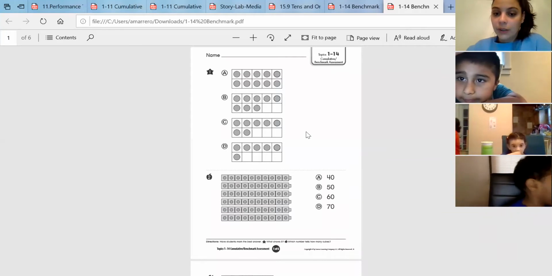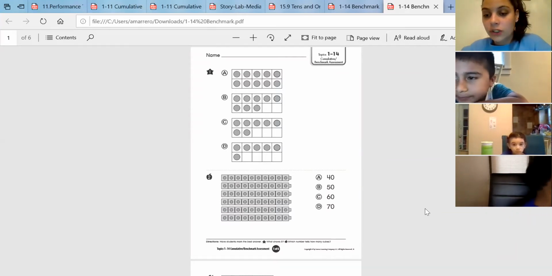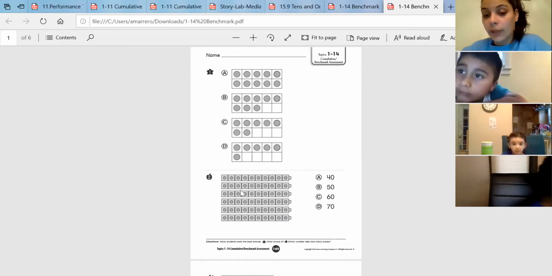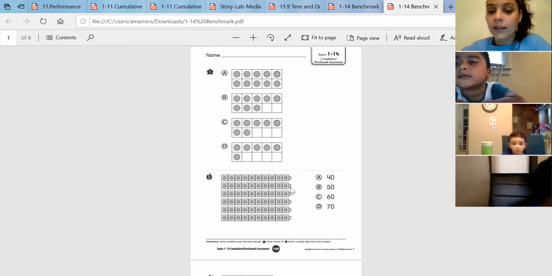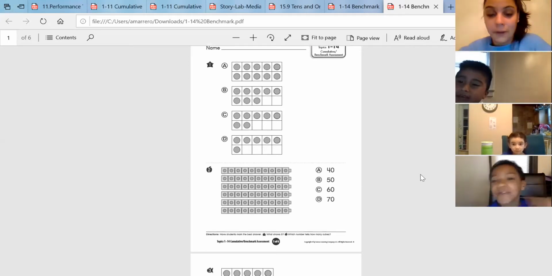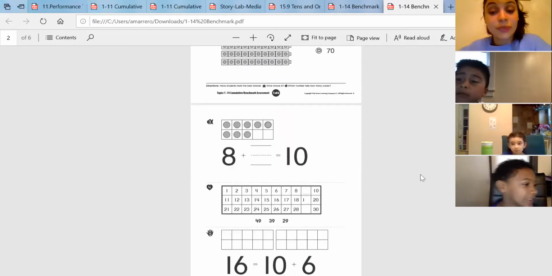For number 2, it was counting by tens, our cube train. So you didn't have to count 1, 2, 3, 4. You had to count by tens. 10, 20, 30. Not giving you the answer though, because those you know. Some of them do get a little tricky though.